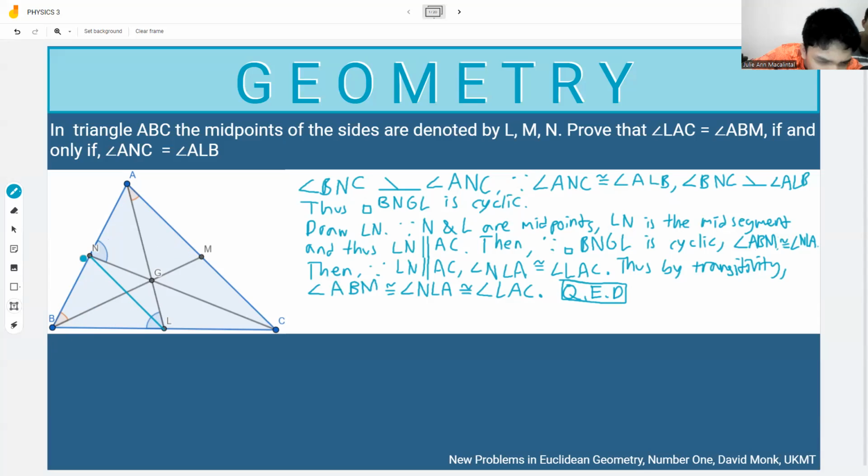Since B and C is supplementary to A and C, then since A and C is equal to ALB, B and C is also supplementary to ALB. So therefore, these two are supplementary. So that means B and GL is cyclic. Here's LN. Since N and L are midpoints, these two segments are parallel. Then since B and GL is cyclic, ABM is congruent to NLA.